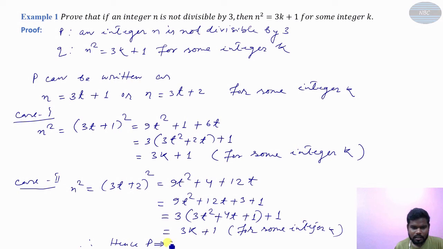Hence P conditional Q is true. Hence proved. So the original statement was divided into two statements, n is equal to 3t plus 1 or n is equal to 3t plus 2. Then we separately proved each case. In the first case n square can be written as 3k plus 1, and similarly, in the second case n square can be written in the form of 3k plus 1 for some integer k. When you combine them together, we proved that P conditional Q is true. Hence proved. So this was for today. Thank you.